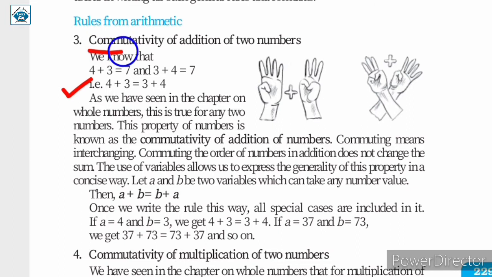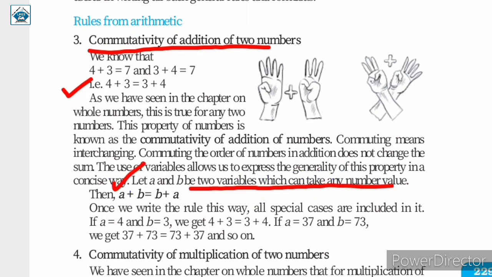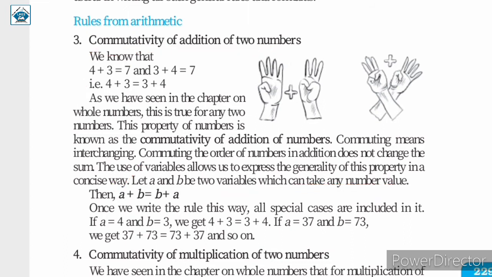So we know that this is the commutativity of addition of two numbers, as we have seen this in the chapter of whole numbers. So what we are going to do is we will take two variables. Let A and B be two variables which can take any number value. यानी कि A कोई भी number हो सकता है. Similarly, B can also be any number. So here we can write this rule of arithmetic as A plus B is equal to B plus A.